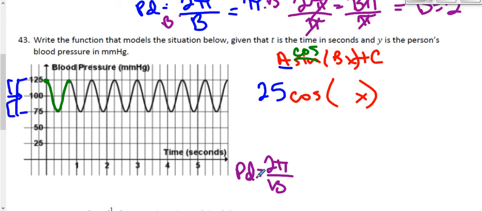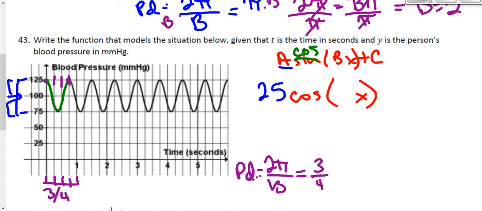Now, my function starts up here at 125, and the next time it gets up to 125, it has gone 3 boxes. However, it takes 1, 2, 3, 4 boxes in order to make a unit. So it's gone 3 out of those 4 boxes. So my period is going to be 3 out of 4 units, and I have to solve for b.